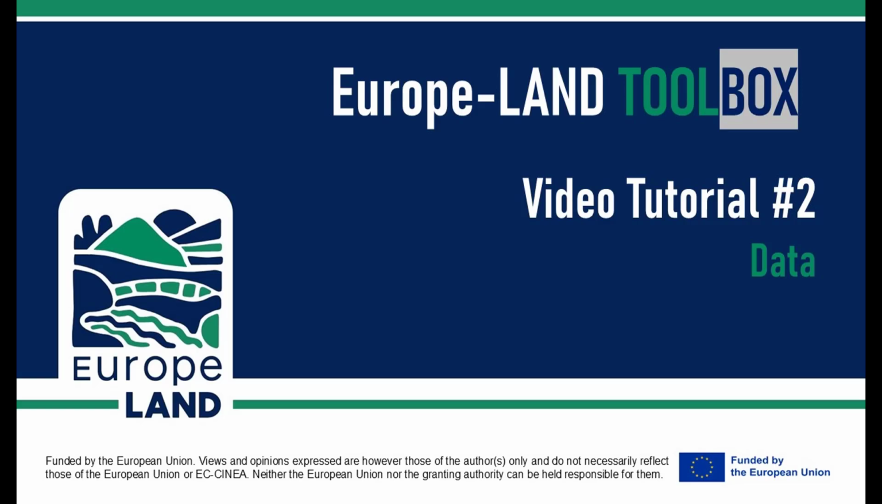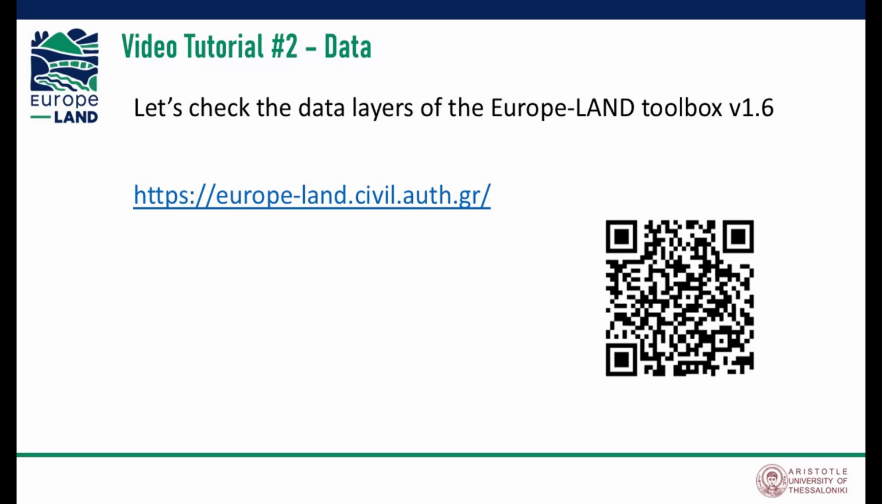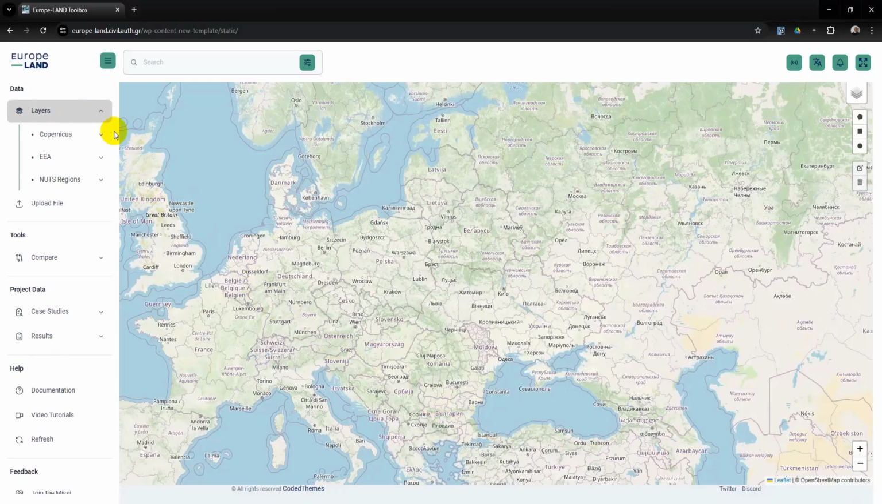This is Europeland Toolbox's video tutorial 2, Data. Let's check the data layers of the Europeland Toolbox version 1.6. Let's take a closer look at the data features, starting with the Layers panel. From here, users can activate datasets from Copernicus, the EEA, and the NUTS administrative regions.